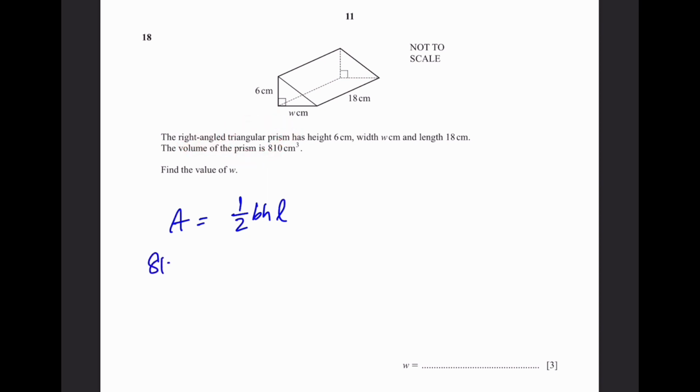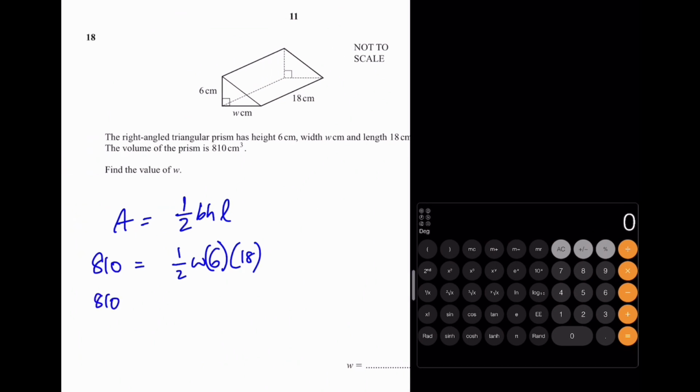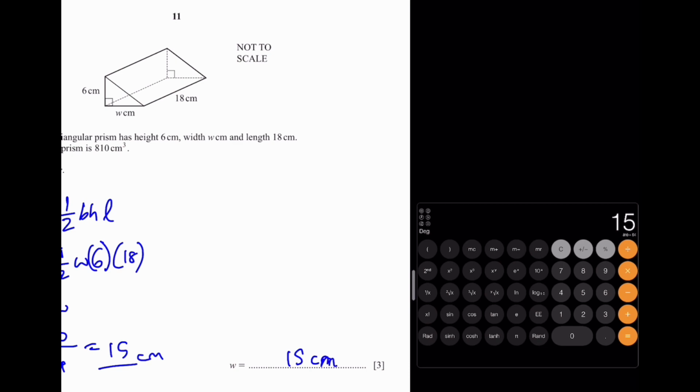That means 810 is equal to half into B. B is also W if you want to write it. So breadth and width are the same thing, so we write W there. Height is 6 and length is 18. Let's get our calculator out. First of all, 810 is equal to 54W if you did correctly, and W is equal to 810 by 54, which is equal to, here we go, 15. And 15, what? 15 centimeters. That's our answer. Question 19.